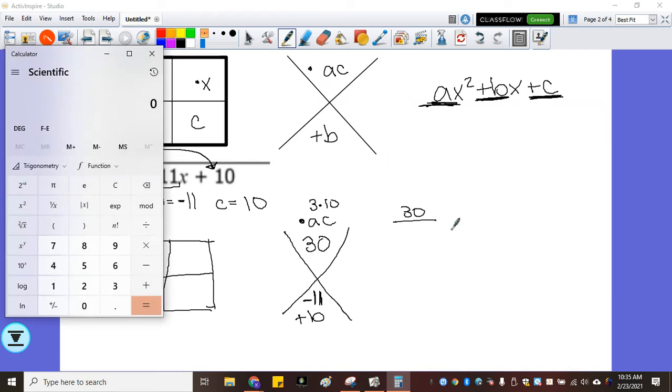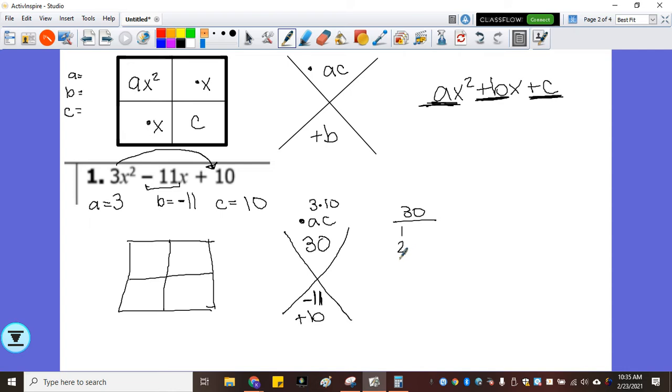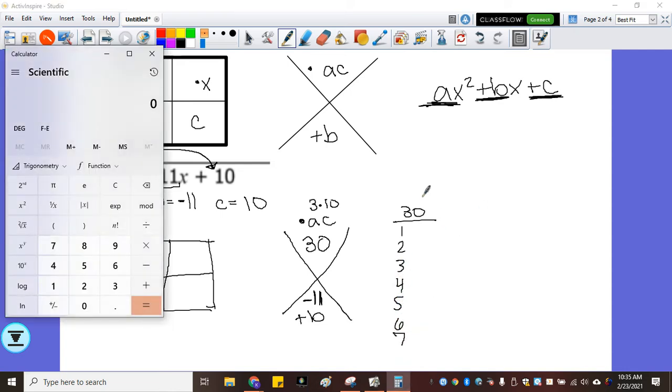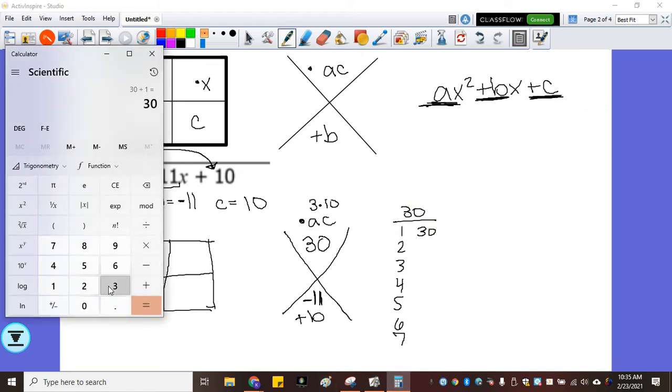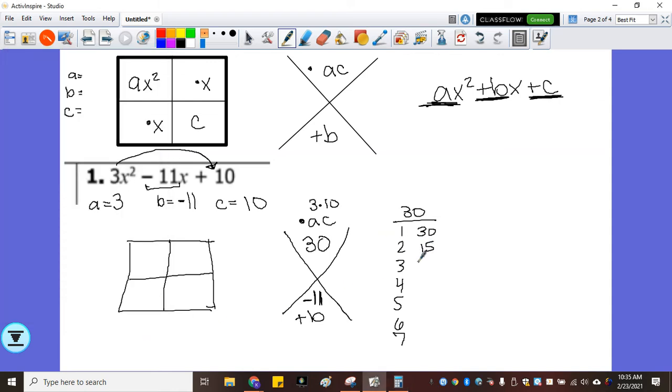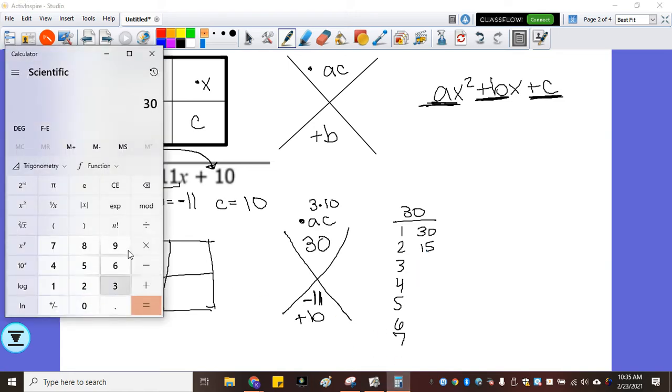Okay, so making this list, we're trying all of our numbers. 1, 2, 3, 4, 5, 6, 7. We're going to try all those numbers. So you take 30 divided by 1. 30. It will always be the other number. Any number divided by 1 is itself. 30 divided by 2. 15. 30 divided by 3. Not 15. If you don't know, you just use calculator. 10. There we go.